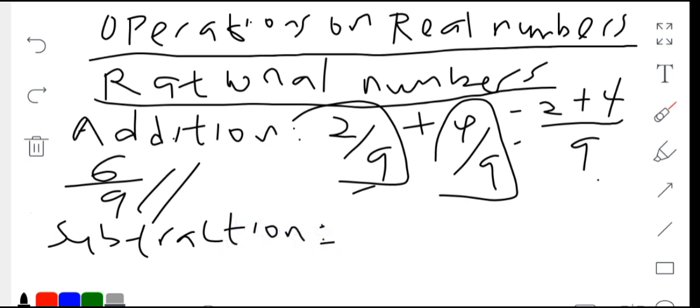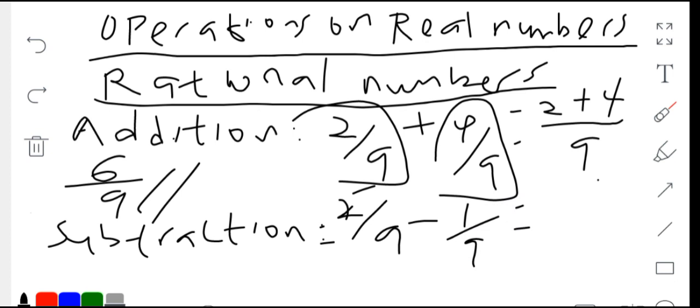For subtraction, it's almost the same thing as addition. Subtraction is about subtracting two quantities to make a single quantity. When you subtract two quantities to make a single quantity, that's what is called subtraction. Same thing, let's use 2 over 9 minus 1 over 9 here now.